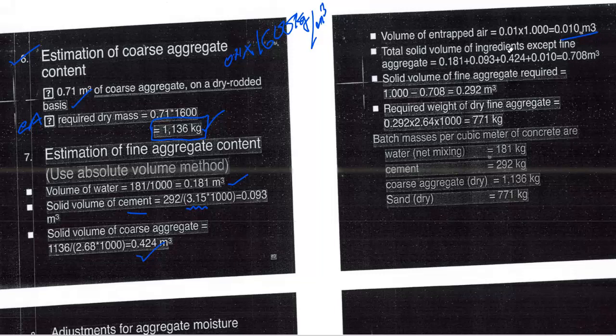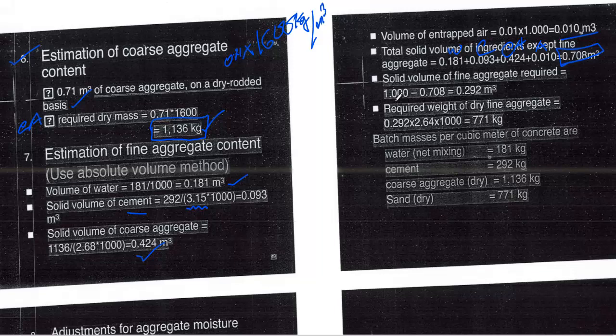Then in total you can see this one is your water, this one is your cement, this one is your coarse aggregate, and this one is your air. If you take the summation of all these, you get this one. So how much is left over? That will be your fine aggregate. How much is left over? That will be your fine aggregate.